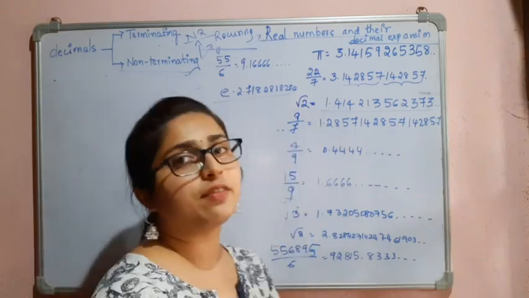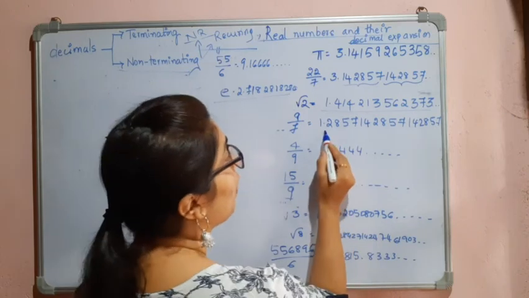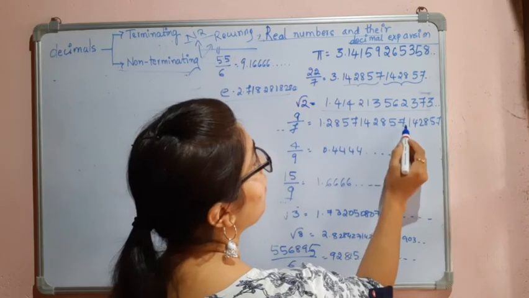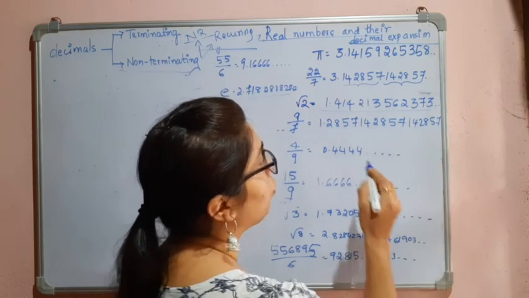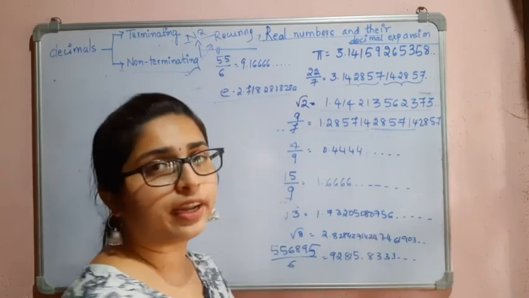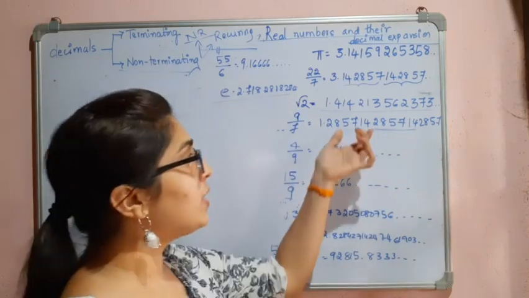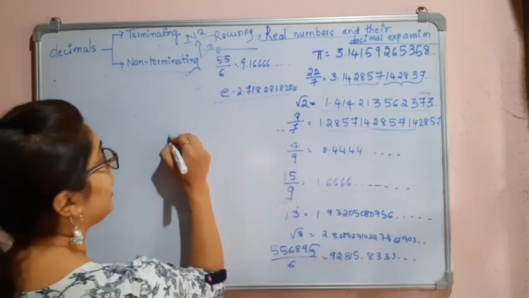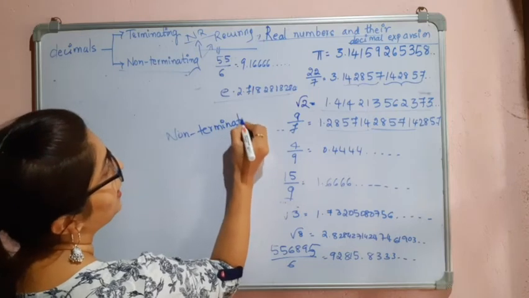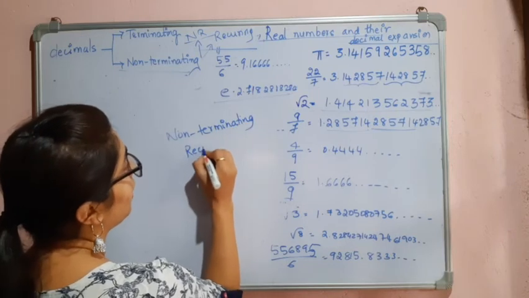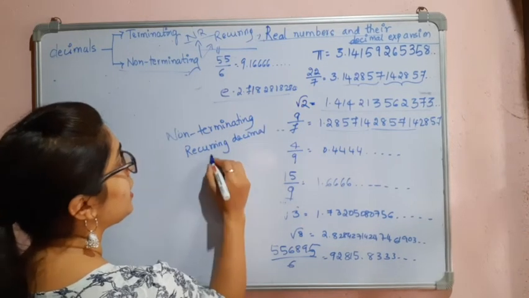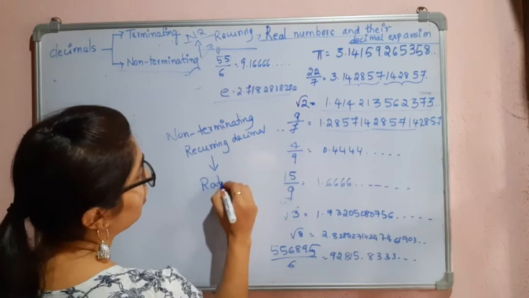Next comes 9 divided by 7. So 1.285714, 285714, 285714. You can see this particular string reoccurring. So once again, it is non-terminating, but it is a recurring decimal. So that is nothing but a rational number.